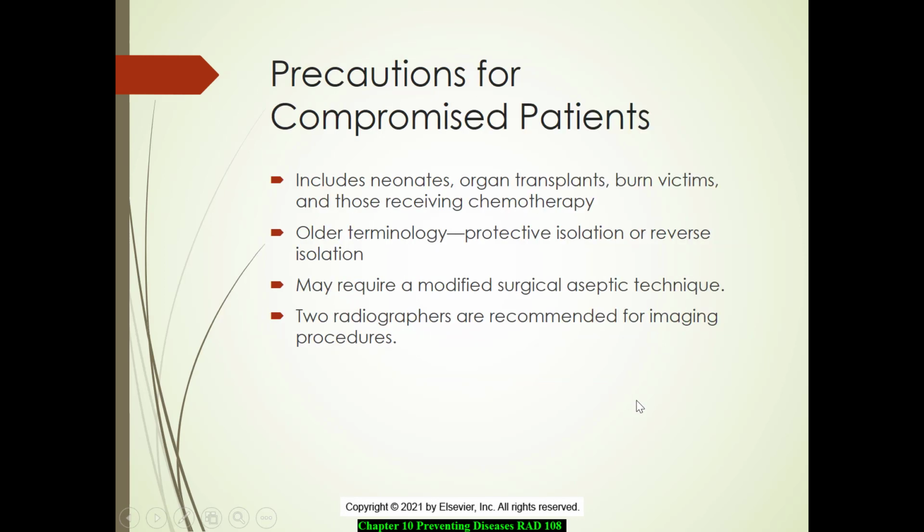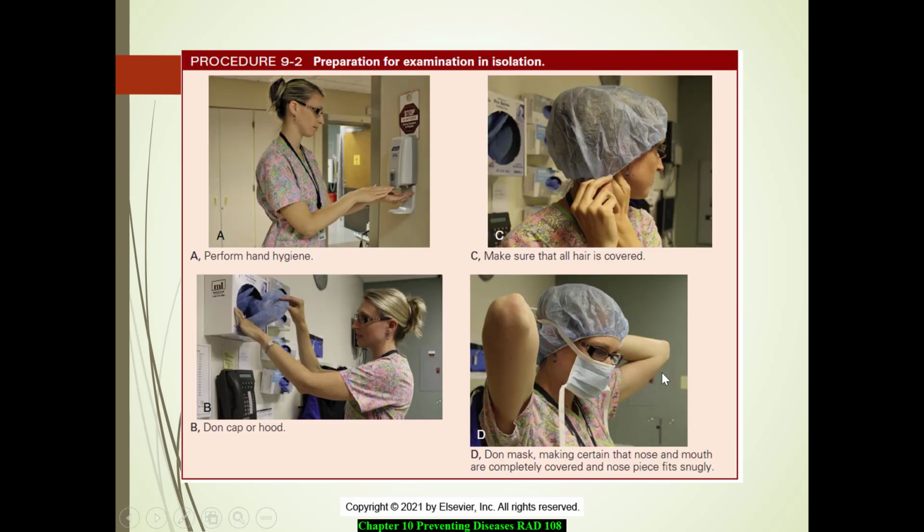If it's a compromised patient, such as a neonate, an organ transplant patient, a burn victim, or one using chemotherapy, we're going to use what's called protective isolation or reverse isolation. These will require modified surgical aseptic techniques, and two radiographers are again recommended for those areas so that you avoid contamination.